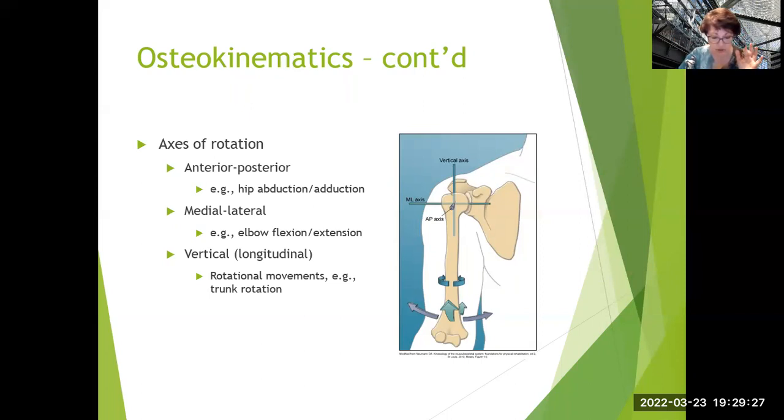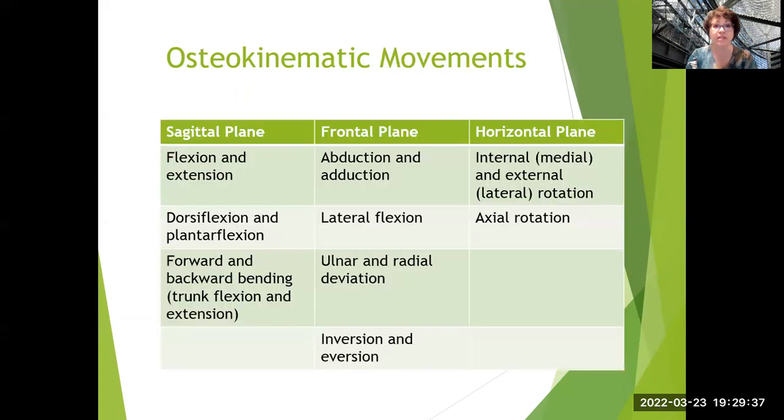So the rotational movements have different degrees of freedom. These are our main osteokinematic movements. Flexion and extension tends to happen in the sagittal plane. Dorsiflexion and plantar flexion are the special names for flexion and extension of the ankle, and that happens in the sagittal plane. Forward and backward bending, trunk flexion and trunk extension, happen in the sagittal plane.